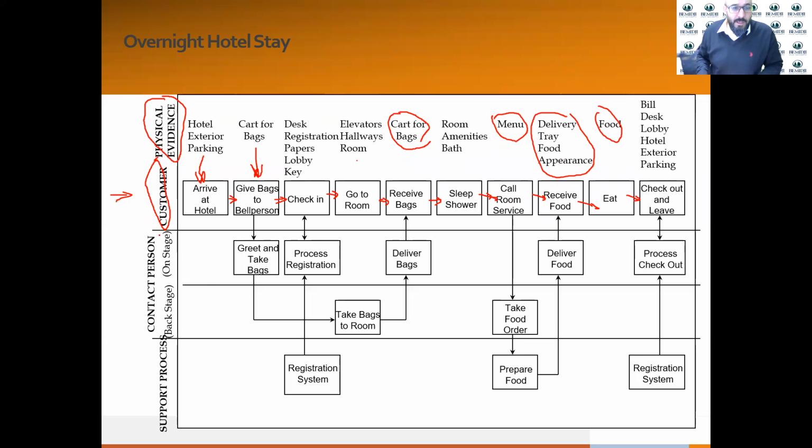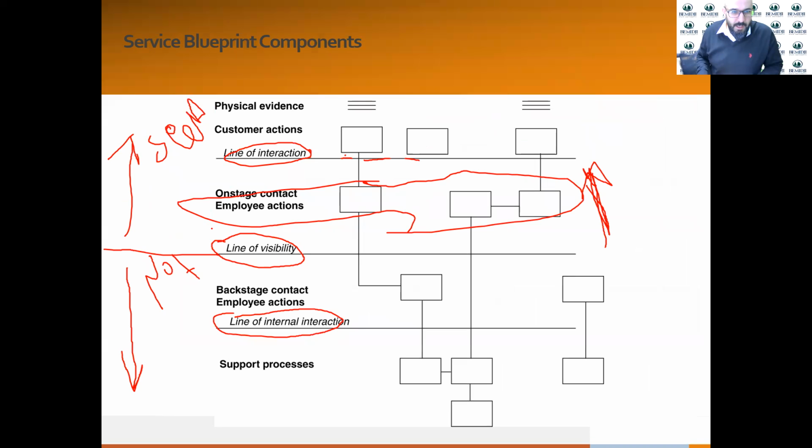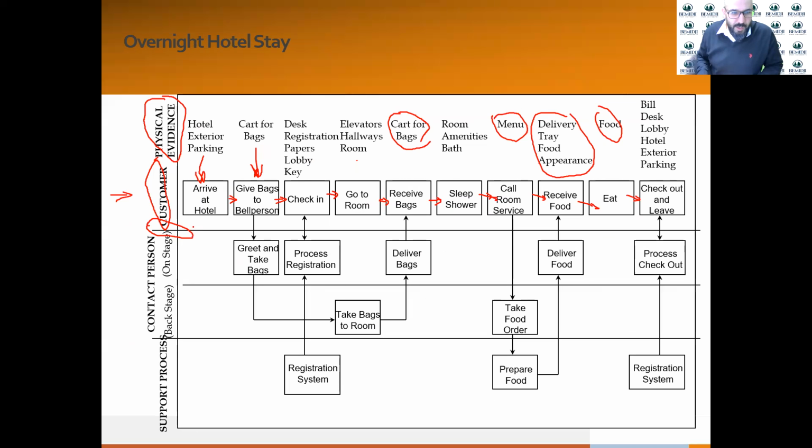Now, this is the line of visibility. As you see, this is the line of interaction, as we said here, the line of interaction. And this is the front desk. This is the onstage, the people who contact the customer, greet and take bags. So what you do is look into each of these processes. Process one: do we have any role for the front desk to interact with the customer?